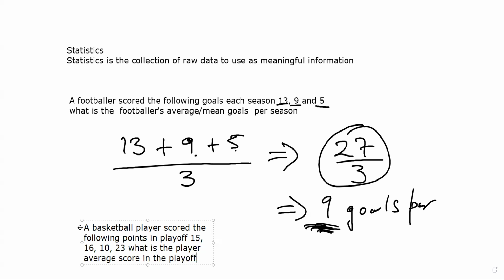All right, so do this one. A basketball player scores the following points in a playoff series. 15, 16, 10, 23. What is the player's average score in the playoff? So work out that for me, guys.